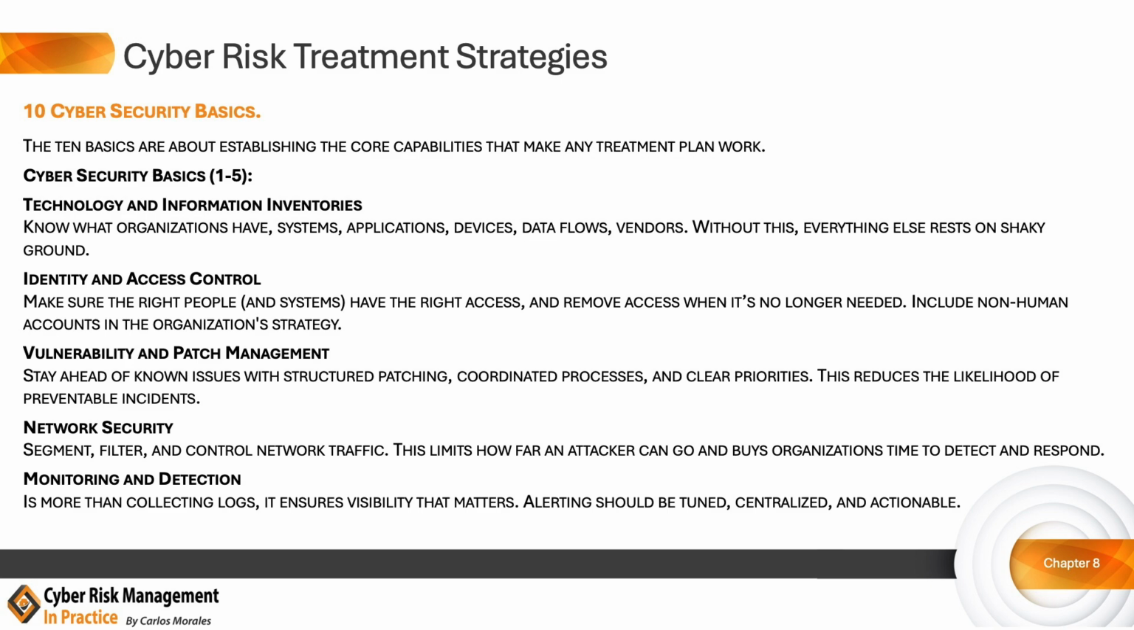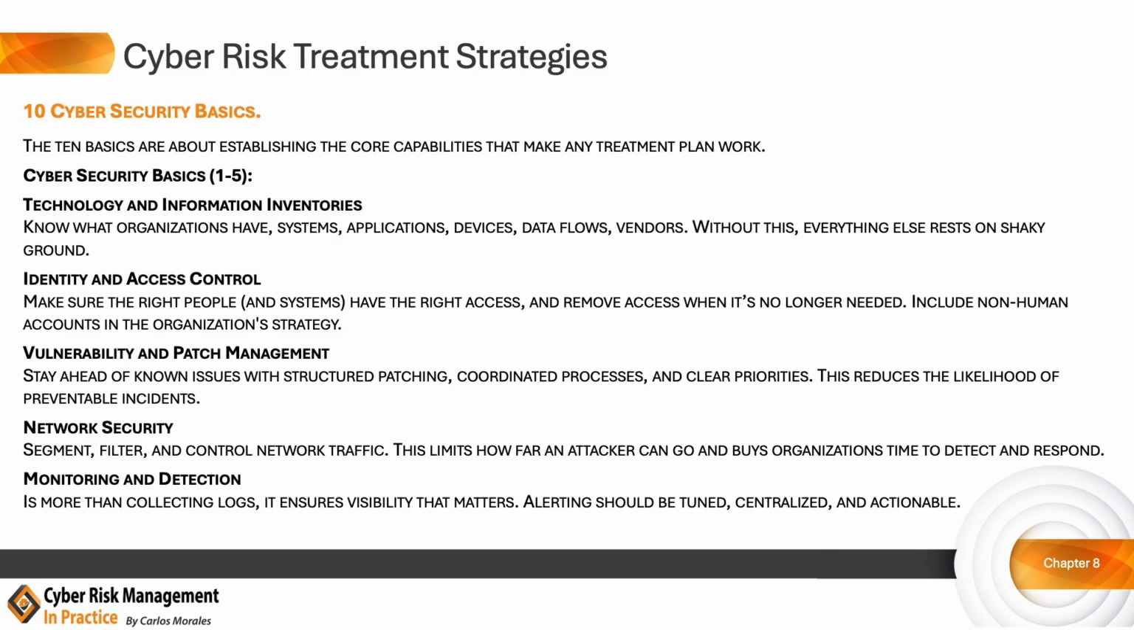It begins here, knowing what you have. That means systems, applications, devices, data flows, vendors, and services. Too many organizations still operate without a complete inventory or with lists that are outdated or scattered. This creates confusion, slows down response, and makes risk assessments unreliable. You can't evaluate or treat risk if you don't know what's in play. This basic gives you visibility, supports prioritization, and sets the stage for everything else.